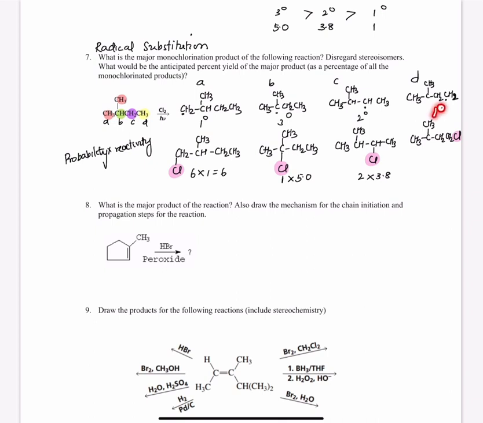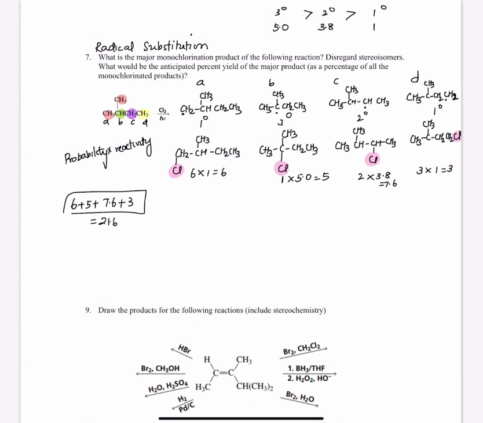For creating this primary radical, you can have 3 hydrogens. The probability is 3. And then what is the reactivity of the primary radical? It's just 1, right? So this is going to be 6, and this is 5. This is going to be equivalent to 7.6, and this one is equivalent to 3. And we are going to add all of these numbers together, 6, 5, 7.6, and 3, and that has given us 21.6, from which we are going to calculate the total percentages for each one of these compounds.